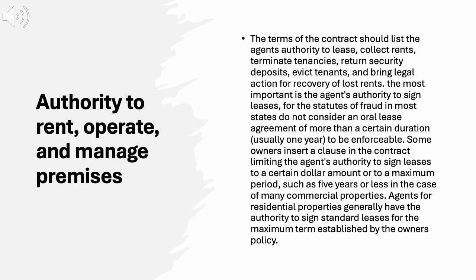Authority to rent, operate, and manage premises. The terms of the contract should list the agent's authority to lease, collect rents, terminate tenancies, return security deposits, evict tenants, and bring legal action for recovery of lost rents. The most important is the agent's authority to sign leases, for the statutes of fraud in most states do not consider an oral lease agreement of more than a certain duration, usually 1 year, to be enforceable.